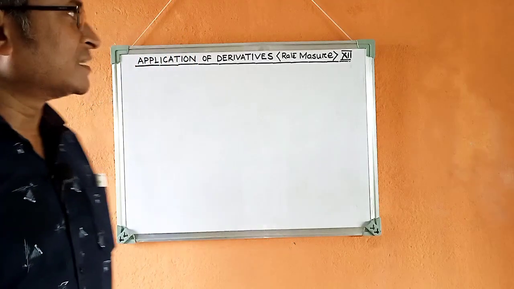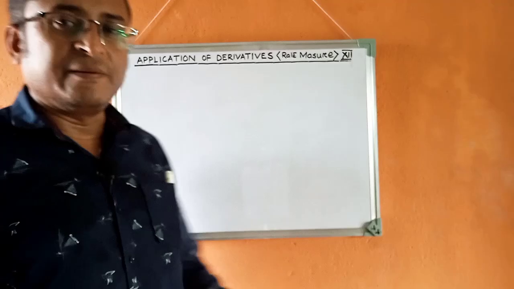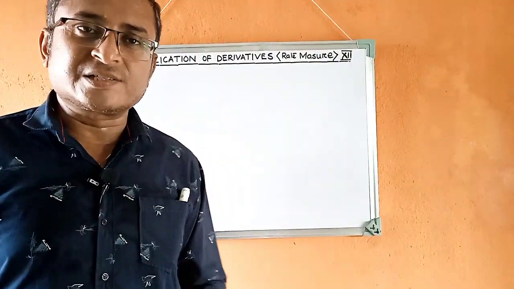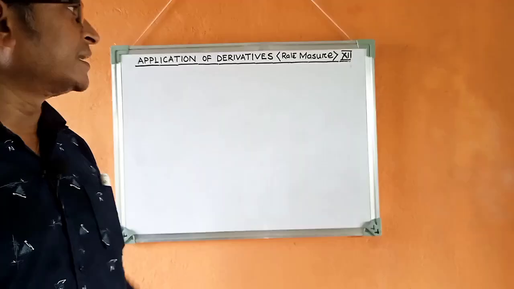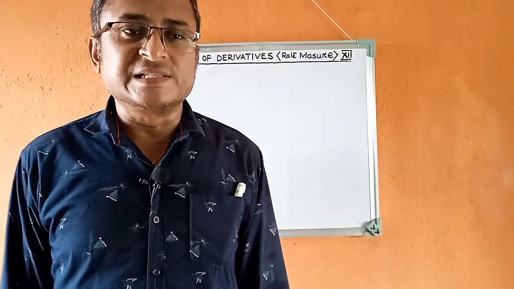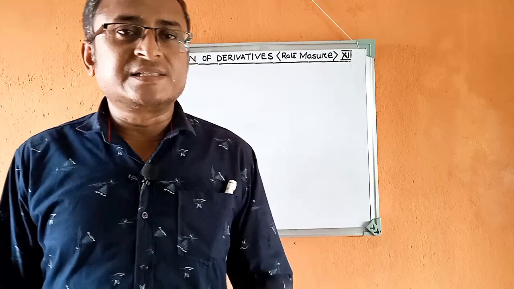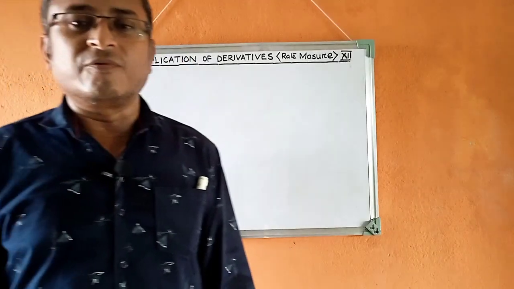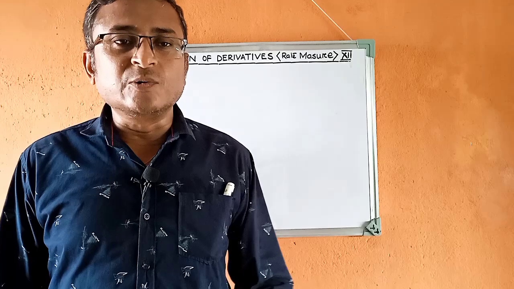Today we will discuss the application of derivatives. In this chapter, the first exercise is rate measure. So let's start. First of all, what is rate measure? dy by dx represents the rate of change of y with respect to x.